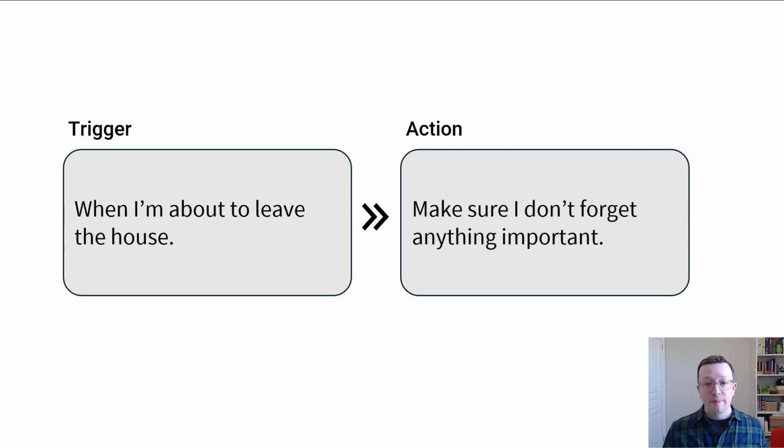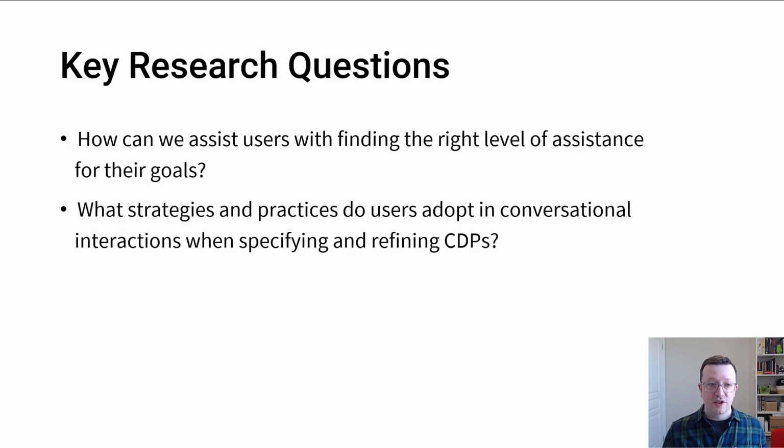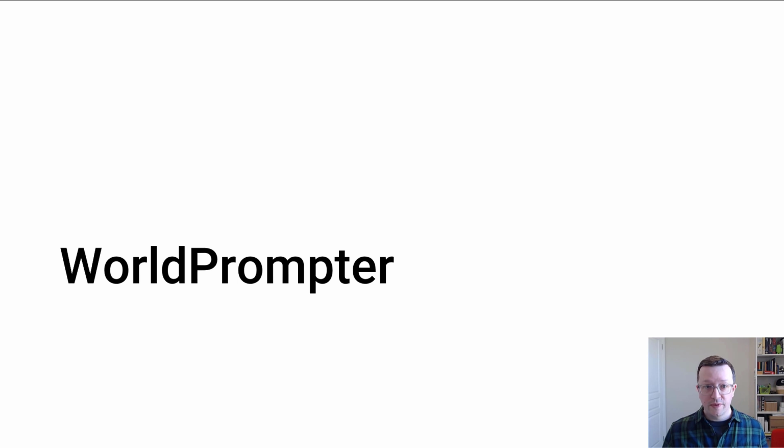So this added flexibility raises some new research questions. In particular, how can we assist users with finding the right level of assistance for their goals? And second, what strategies and practices do users adopt in conversational interactions when specifying and refining CDPs? To investigate these questions, we built a prototype system called World Prompter.